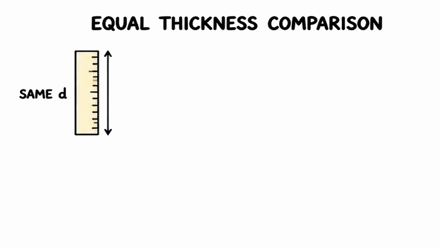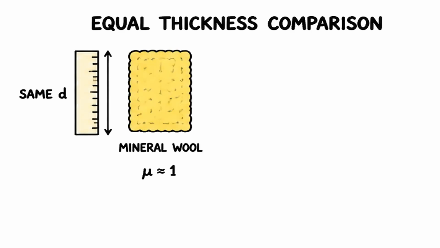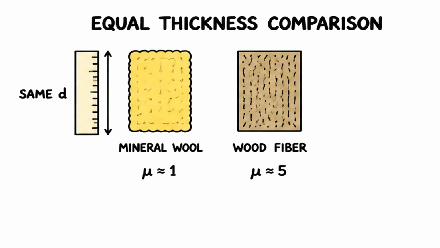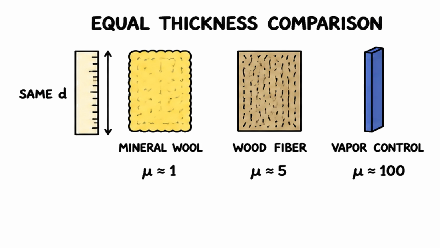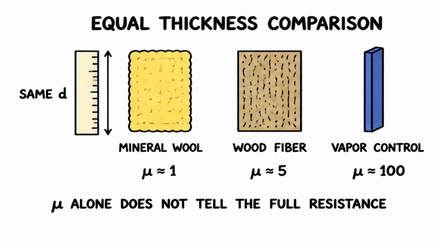Compare equal thickness samples. A mineral wool block, a wood fiber board, and a vapor control sheet, all measured at the same depth. Each shows a different mu. But mu alone does not tell the resistance of a real wall layer.